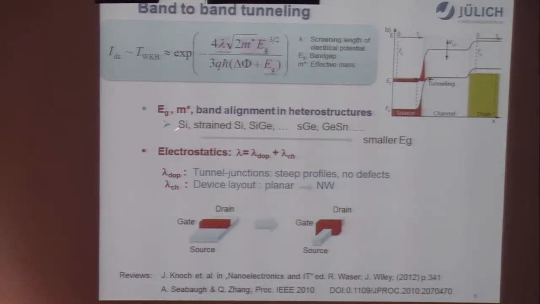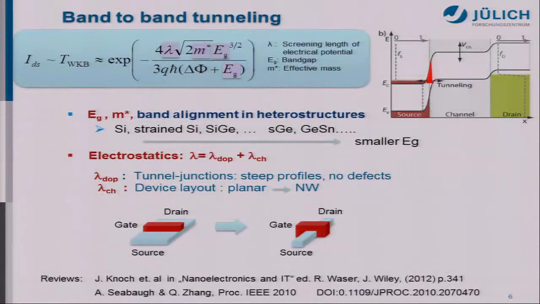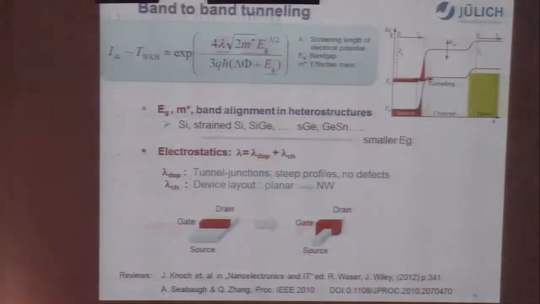So for the group IV semiconductors, silicon has a very large band gap. It's also indirect, so this is not suitable for the TFET. But if we apply some strain on it, then we can reduce the band gap. And also, if we move on to germanium or germanium tin, it's also possible to realize a direct band gap with a very small band gap. So this also can be used for the TFET.